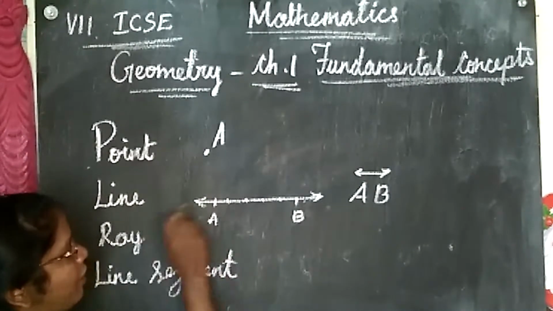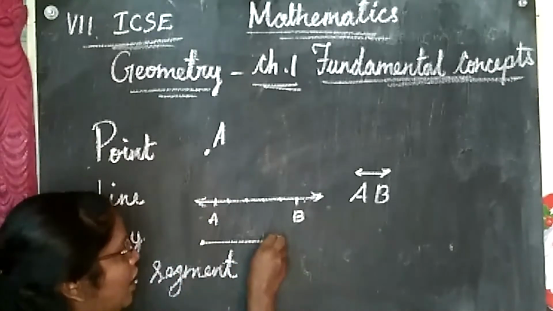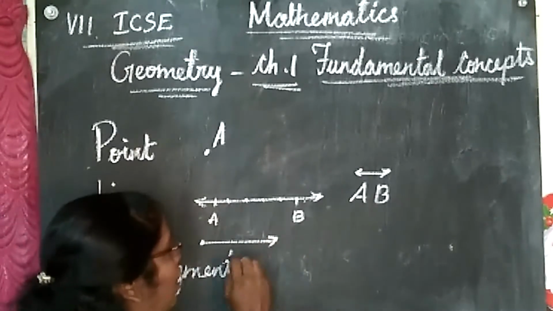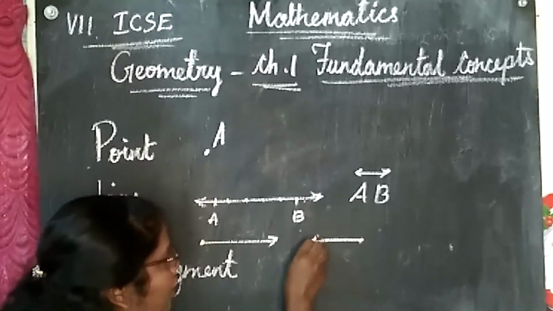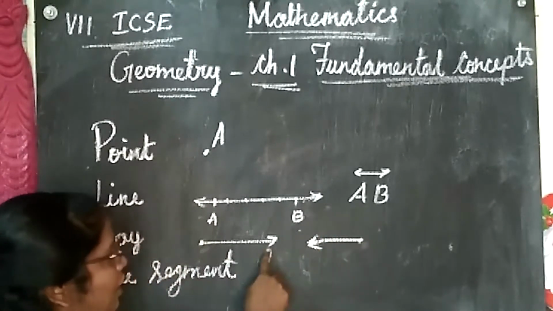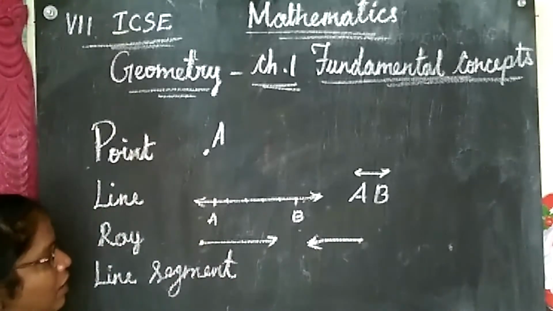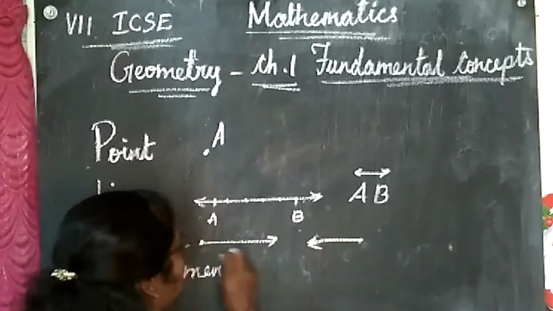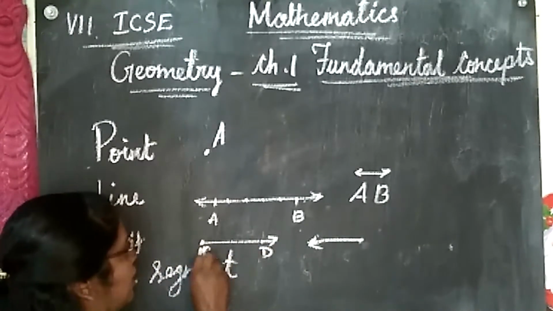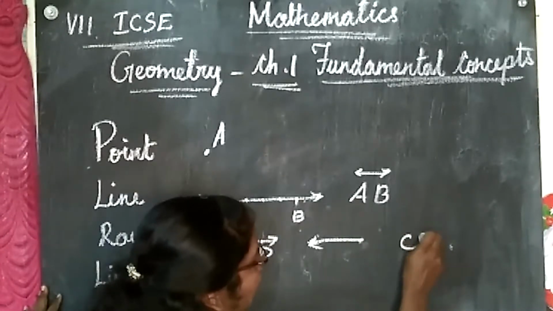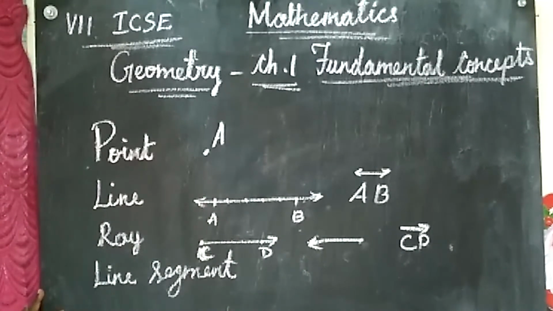Ray means it's a part of a line. On one side it will have a fixed point, and on the other side it will not have a fixed point, but it can go in any direction, either left or right. On the other side we can extend it. It has length but no breadth. How can this be denoted? Suppose this ray is A, C, D. We will take it as C, D. That means ray CD. Like this it will be represented.